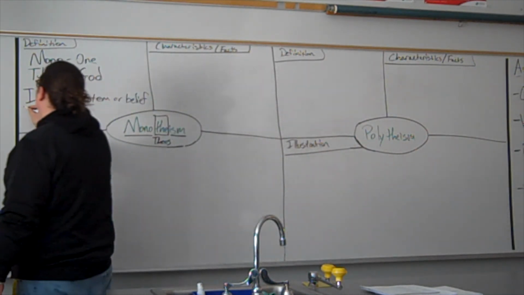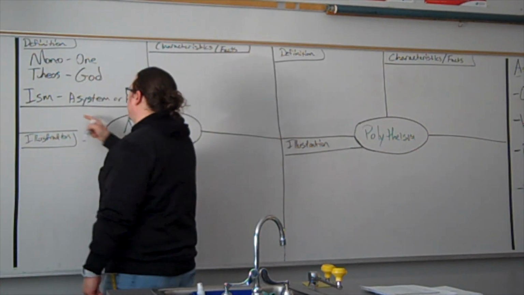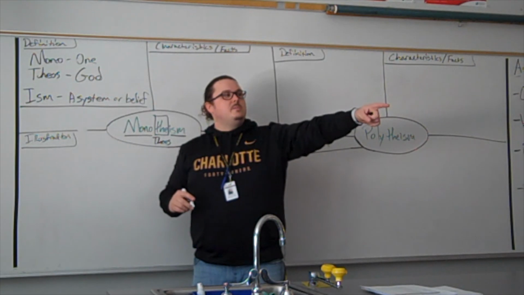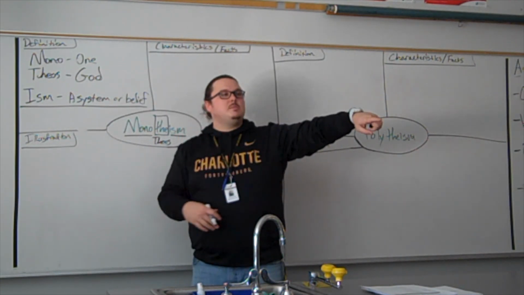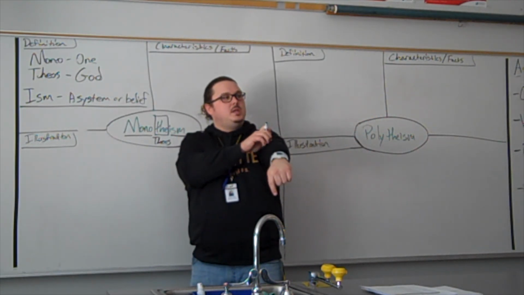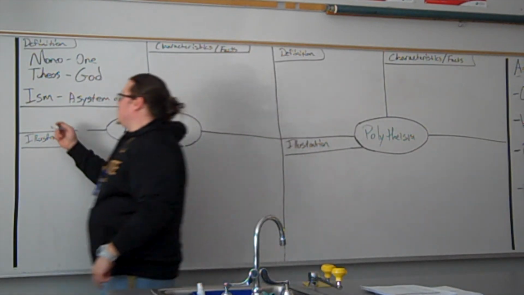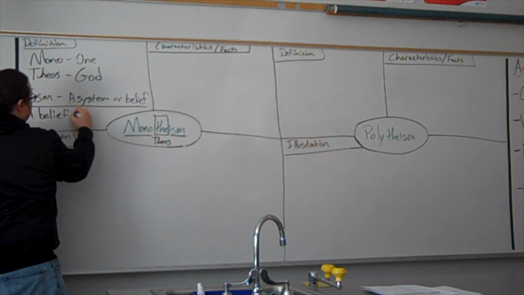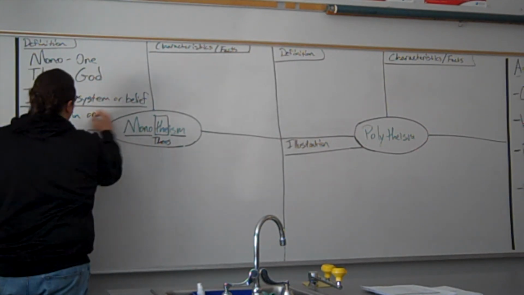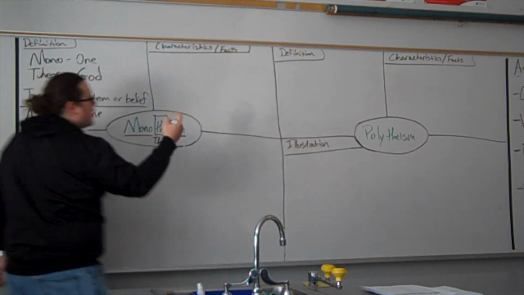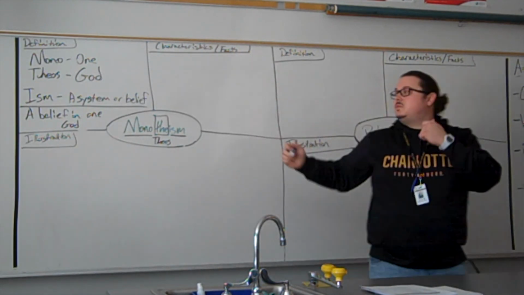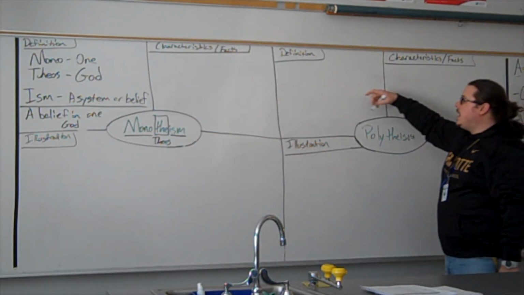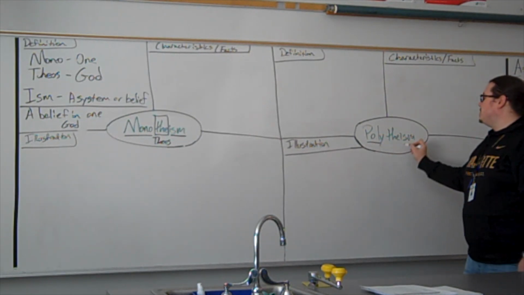Alright, so what is our definition now of monotheism? Somebody else. Wow, you help me a lot, I'm just trying to get some other helpers. Amani? I believe a system in one God. Yes, can we just say a belief in one God? Yes. Good. Alright, I'm going to skip the characteristics and facts and the illustration. We can come back to that as a class. But let's look at polytheism.